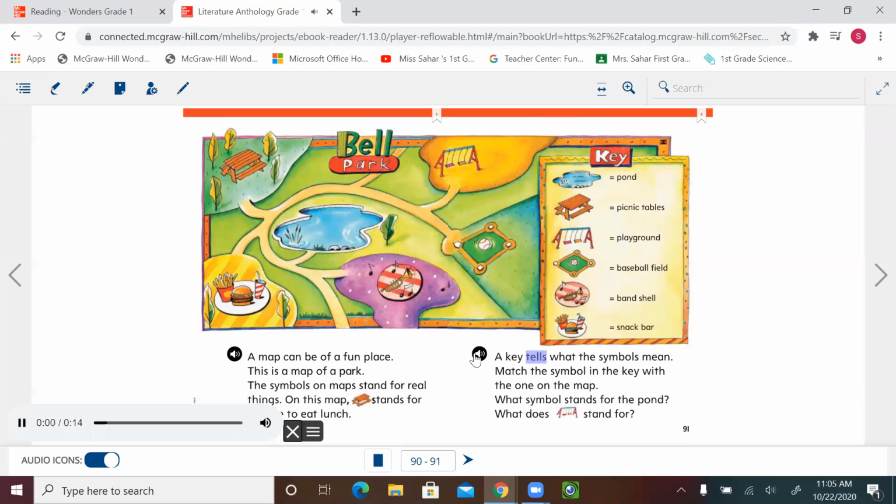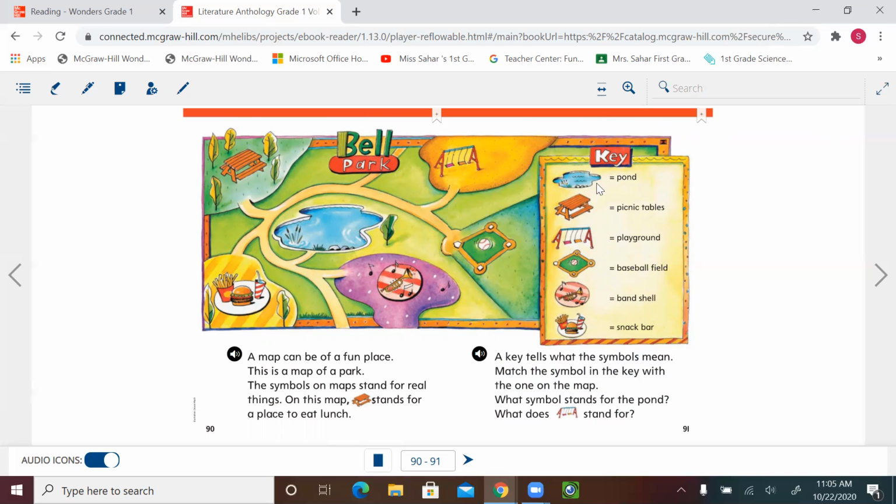A key tells what the symbols mean. Match the symbol in the key with the one on the map. What symbol stands for the pond? What does swing set stand for? All right, so this is the key where it has symbols that explain the places.